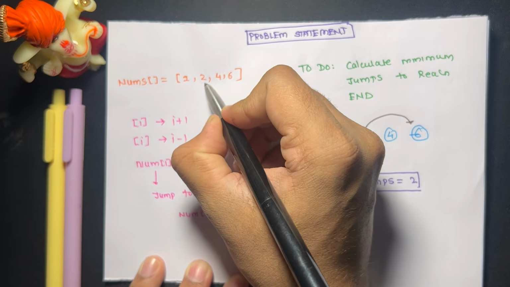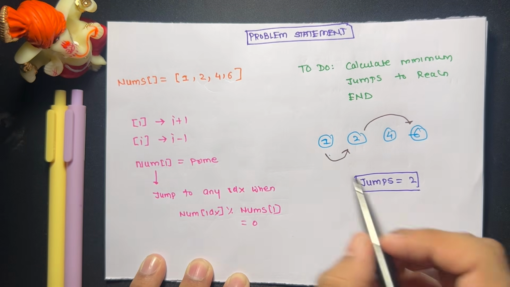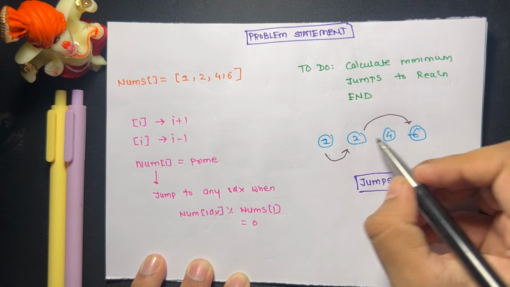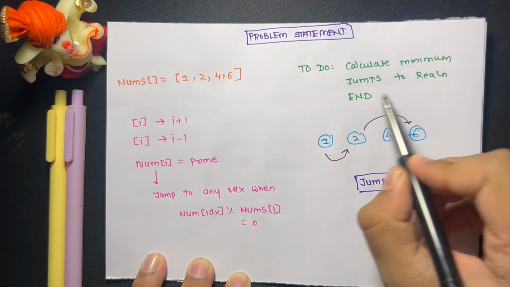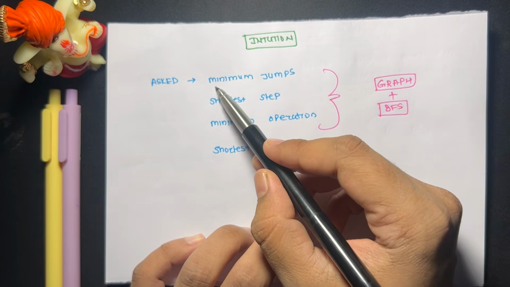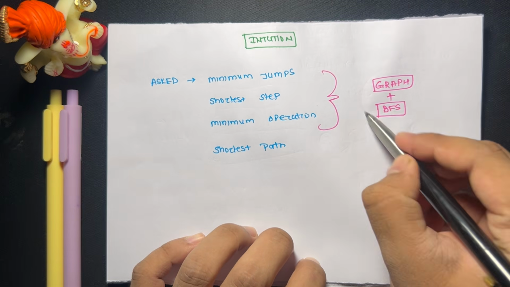Here 2 can directly jump to 6 because 2 is a factor of 6. So the total jumps required here will be 2 only, from 1 to 2 and 2 to 6. So what we need to do is calculate the minimum jumps to reach the end. So the intuition is very simple. Whenever we see minimum jumps, shortest step, minimum operation or shortest path, think of graph plus BFS.